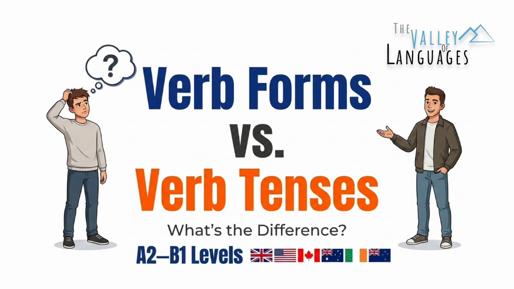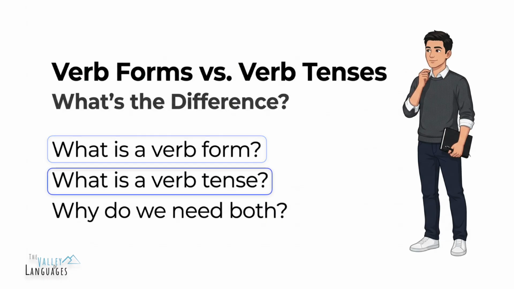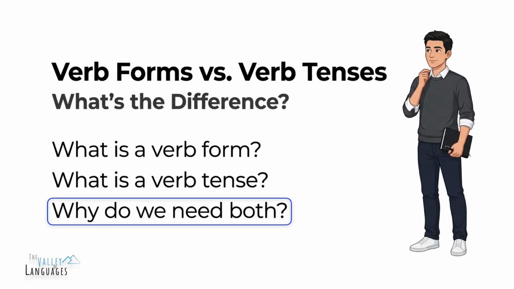But by the end of our time together today, you're going to see exactly how they work together like a perfectly fit puzzle. So let's kick things off by asking 3 fundamental questions. What is a verb form? What is a verb tense? And, most importantly, why on earth do we need both of them? Think of these questions as our roadmap for today.